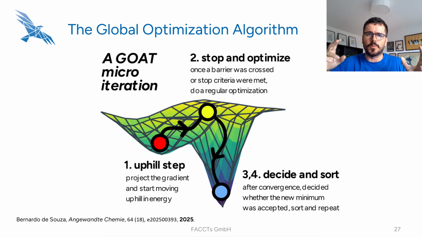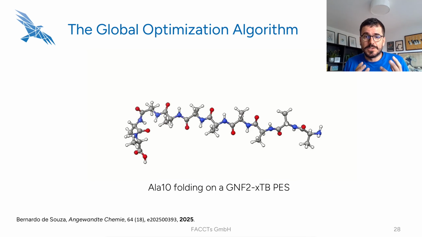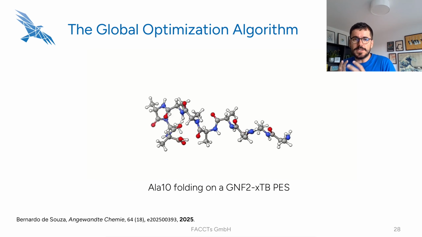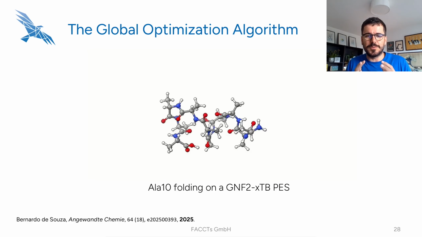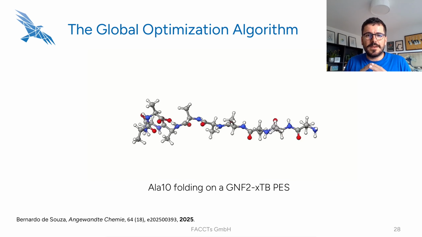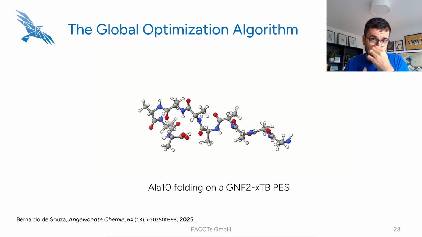It creates multiple workers. There's a whole technology there to make this happen, and in the end you get a conformational search algorithm. Here's one example. This is an alanine 10 peptide folding on the GFN2-xTB potential energy surface. And you can see that in the end, it looks like some kind of artificial intelligence, right?